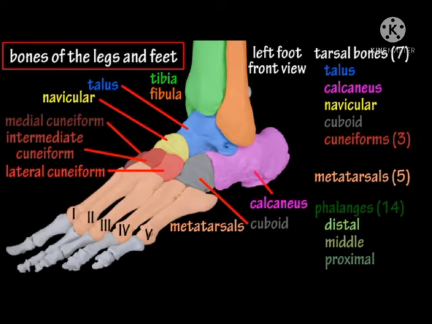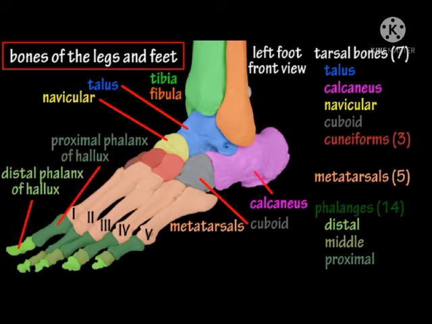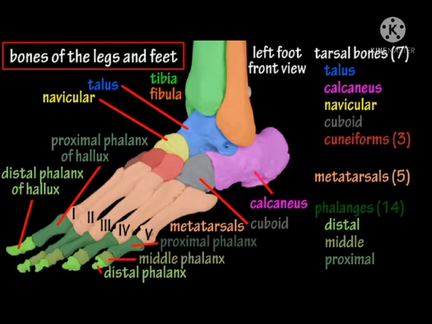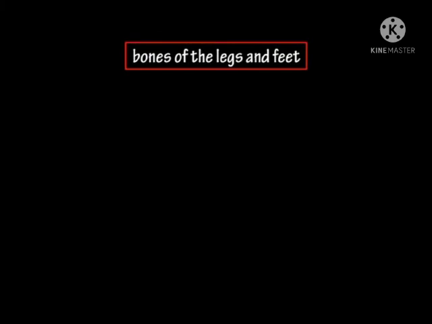There are a total of 5 metatarsals, which are denoted by the Roman numerals 1 through 5, with 1 located at the base of the big toe near the midline of the body, and 5 at the base of the little toe. The phalanges are the bones of the toes, and they make up a total of 14 bones. The big toe, which is also called the hallux, has only 2 phalanges: the distal phalanx of hallux and the proximal phalanx of hallux, with the distal bone being further from the heel. Each of the 4 other toes has 3 phalanges: a distal phalanx, a middle phalanx, and a proximal phalanx. And that covers the bones and structure of the legs and feet.